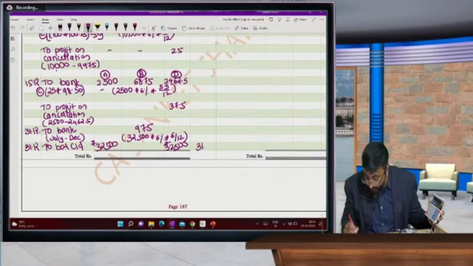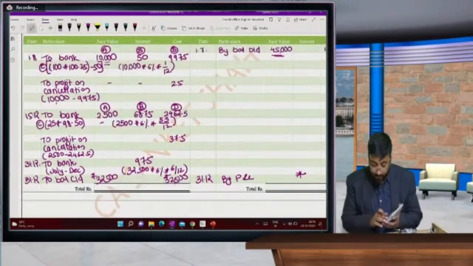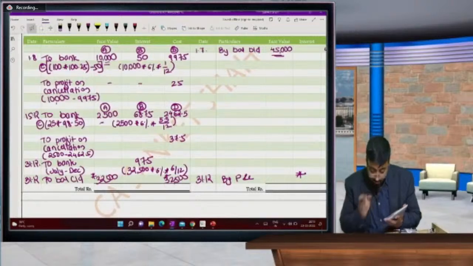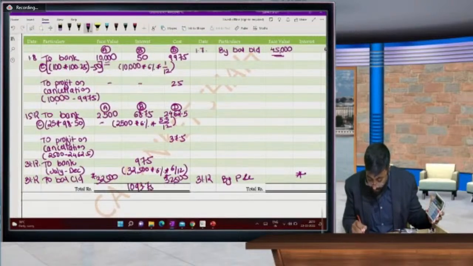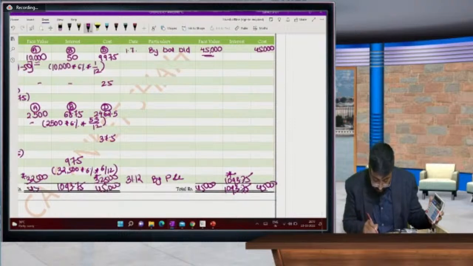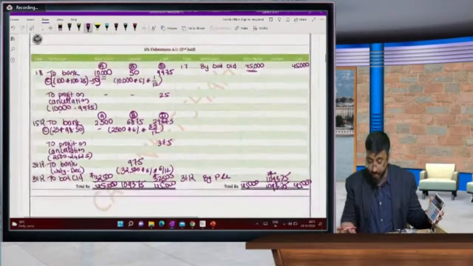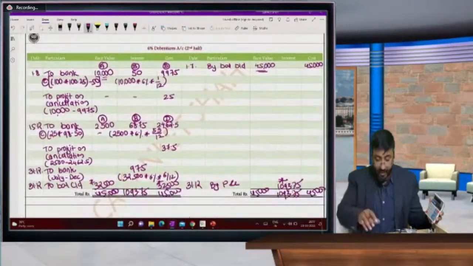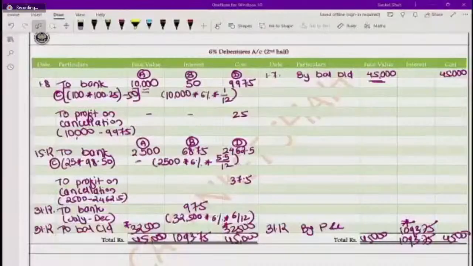And on 31st December, interest total: 50 plus 68.75 plus 975, 1093.75. 45,000 and 45,000. So this is a total. Yes, now you can take a screenshot and please write it carefully by doing revision. Yes, so this is the answer.